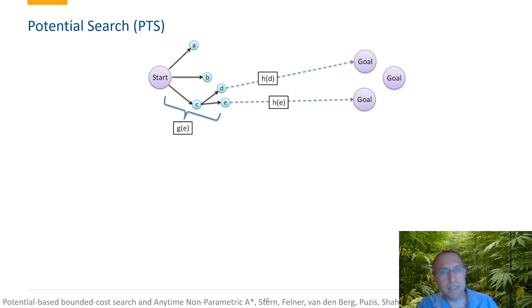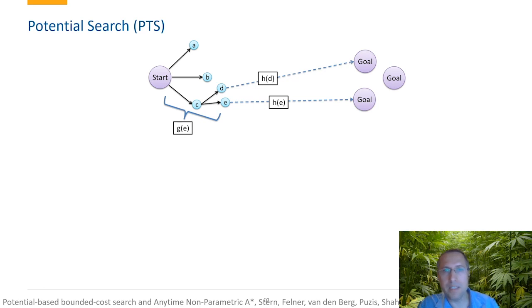It is the best first search that chooses to expand in every iteration the state with the highest potential, where the potential of a state is the probability that the optimal path passing through that state from the start state to the goal state has a cost less than or equal to the desired cost bound.